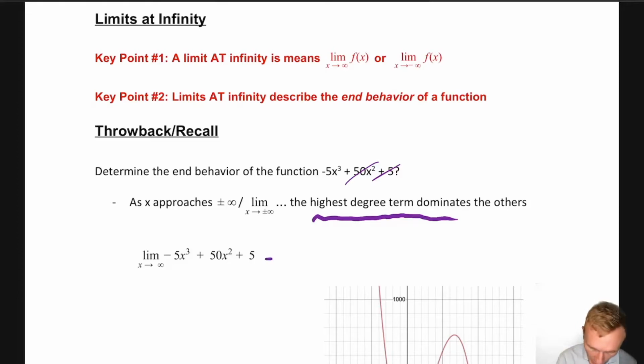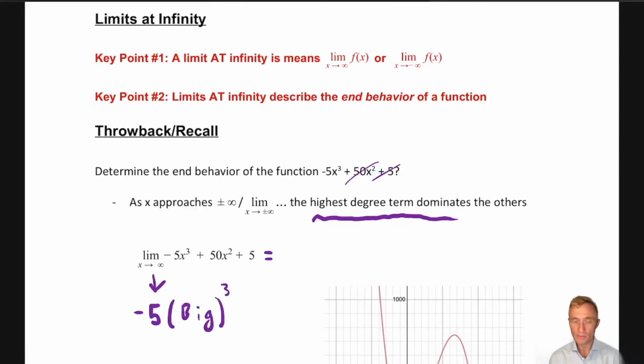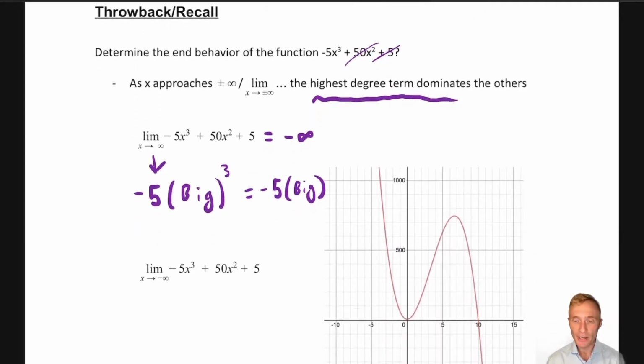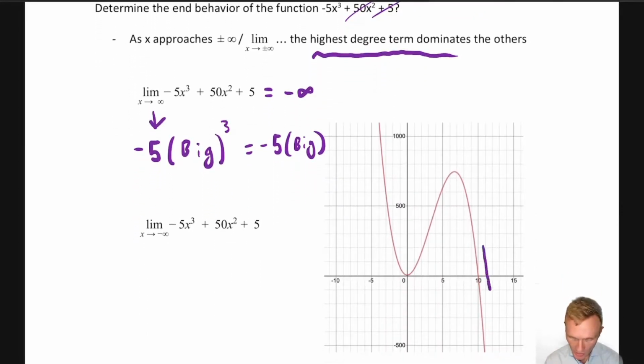And I like how Delta Math does this. They say, okay, the limit as x approaches infinity, to help think about it, they write negative 5 times, they literally write the word big cubed. Well, a big number cubed is still a big number. So this is negative 5 times a big number. You can also think of this as negative 5 times infinity. So the limit as x approaches infinity of this function is negative infinity. And spoiler, we've got it graphed here. Yes, that's true. Our end behavior clearly shows we're heading towards negative infinity.